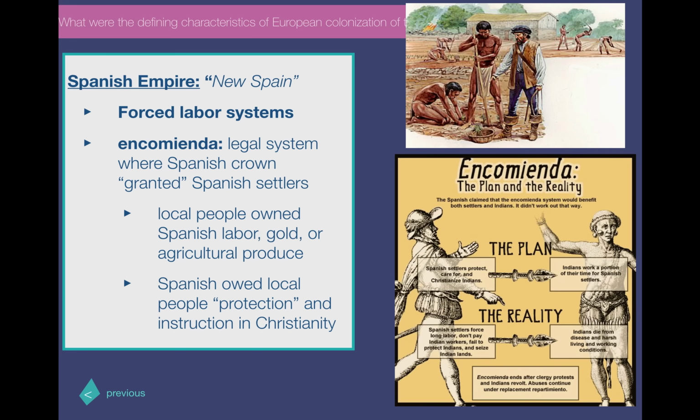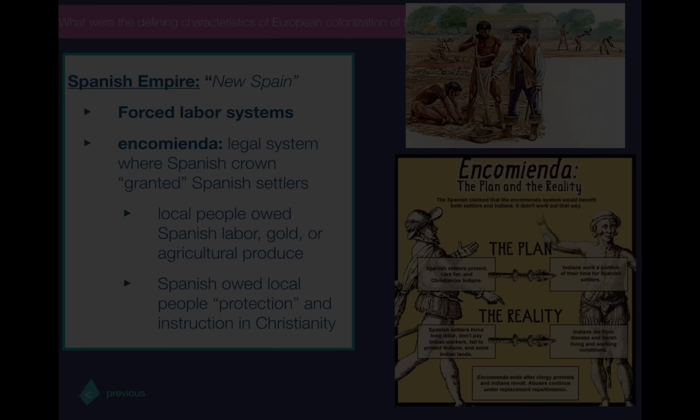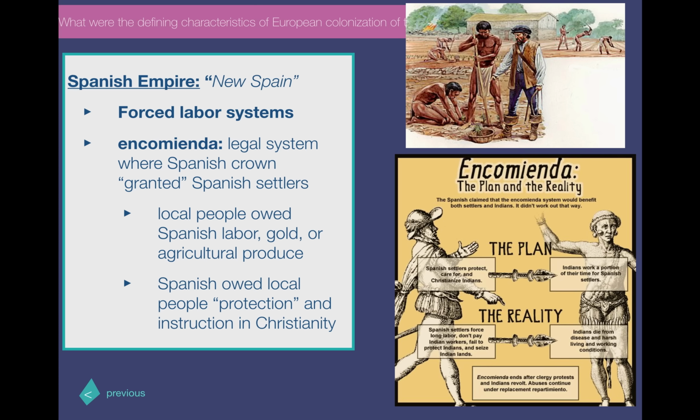The first is known as encomienda. Encomienda was the first initial system. It actually started in the era of Queen Isabella, King Ferdinand and Christopher Columbus. This is a legal system where the Spanish crown, quote-unquote, granted the Spanish settlers in the colonies people to work on this land. So the local people owed the Spanish labor, gold, or agricultural produce. First of all, these native peoples don't owe them anything, but that's the concept here.